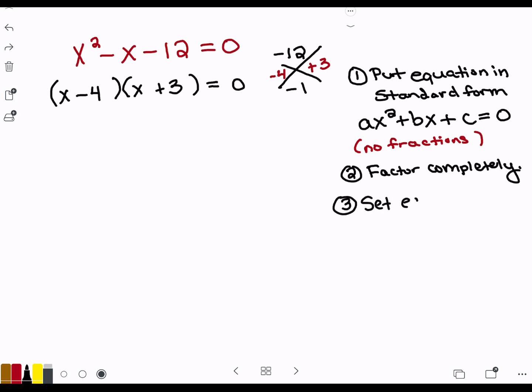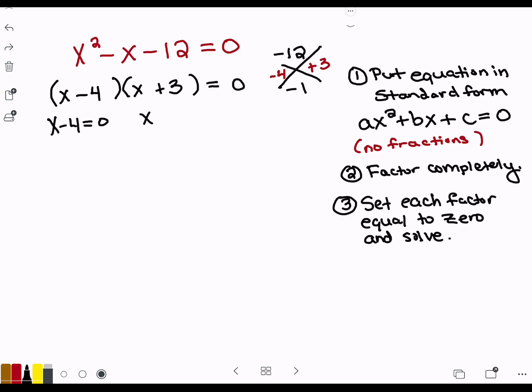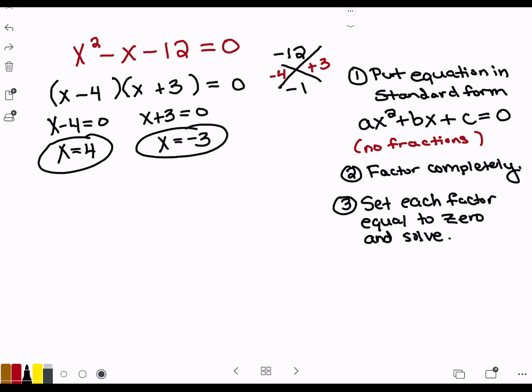Now, step 3 is to set each one of your factors equal to 0. Now, I have 2 of them here, 2 sets of parentheses. I'm going to set both of them equal to 0, and then I solve. Once you set it equal to 0 and you solve, you're going to have the solution for the equation. So I'm going to take x minus 4 and set it equal to 0, and then I'm going to take x plus 3 and set it equal to 0. So that's going to give you x is equal to 4 and x is equal to negative 3 when you go through and solve.